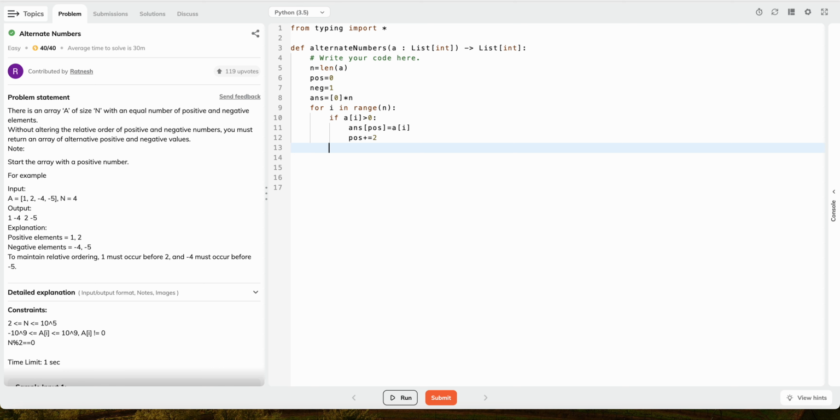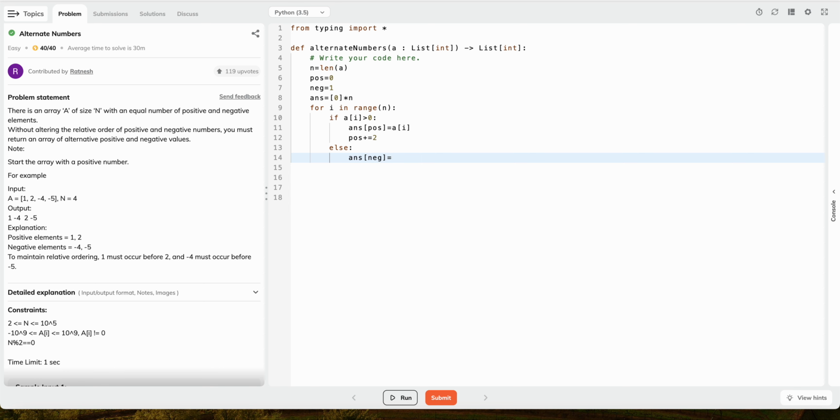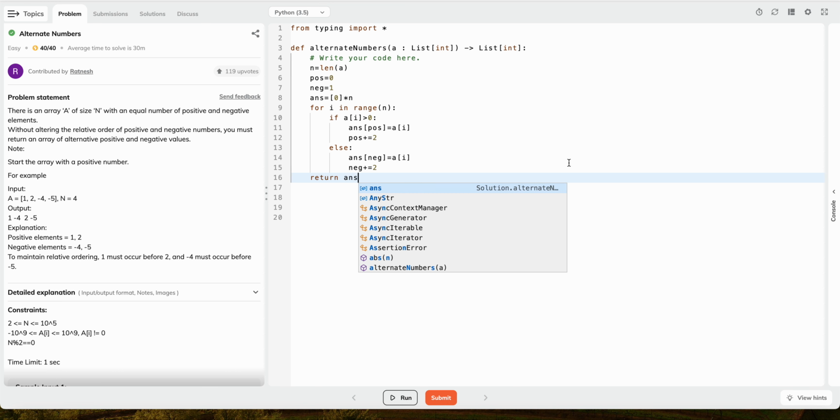Same code we need to write for negative position. In that case, answer of negative is equal to array of i, and in this case negative plus equal to 2. And finally we need to return our answer.